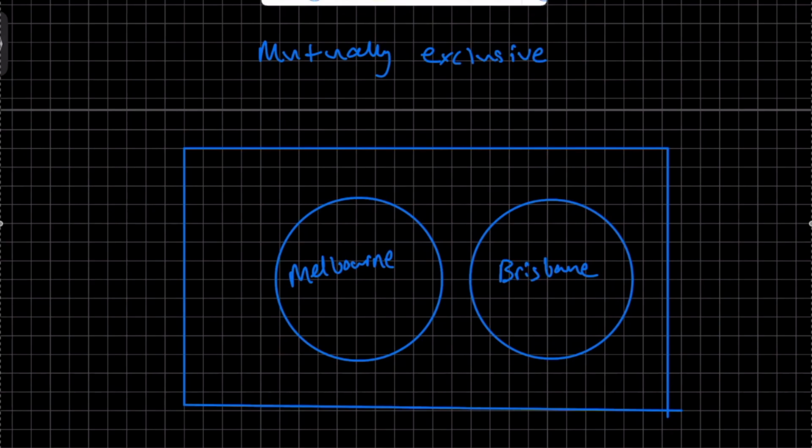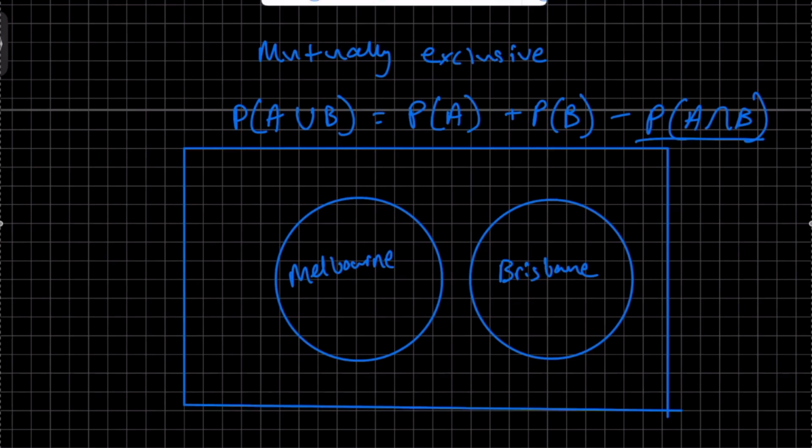Now, what does this mean for our addition rule? Well, remember that our addition rule previously stated that the probability of A or B occurring is equal to the probability of A plus the probability of B and minus the probability of both A and B occurring. So minusing that double count of the overlapping events. However, since these two events are mutually exclusive, you cannot have both of them occur at the same time. So this probability is equal to 0.